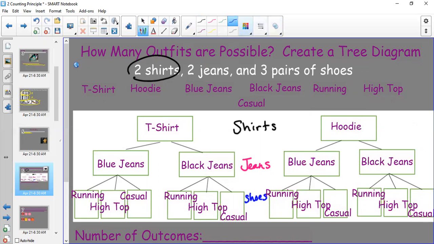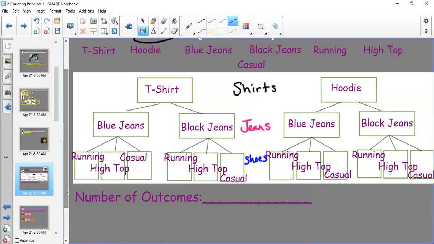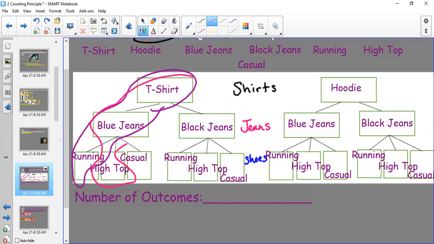To find out how many outcomes there were, we can just count the bottom row. So in this case, the shoes. Let me backtrack a little bit. One outfit, the way you read it, is t-shirt, blue jeans, running shoes. Another outfit is t-shirt, blue jeans, high tops. Another outfit is t-shirt, blue jeans, casual. If I was listing them, that's kind of what I would do. So I had three options there. So that's why we can just count the bottom row.